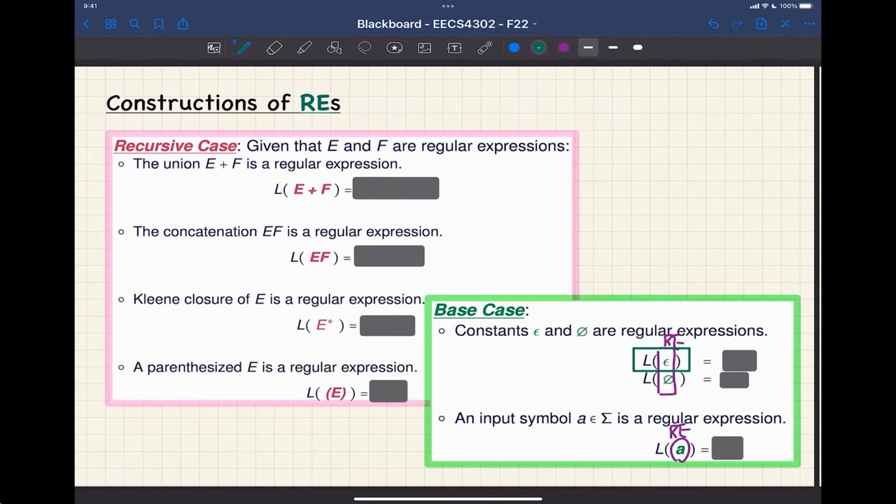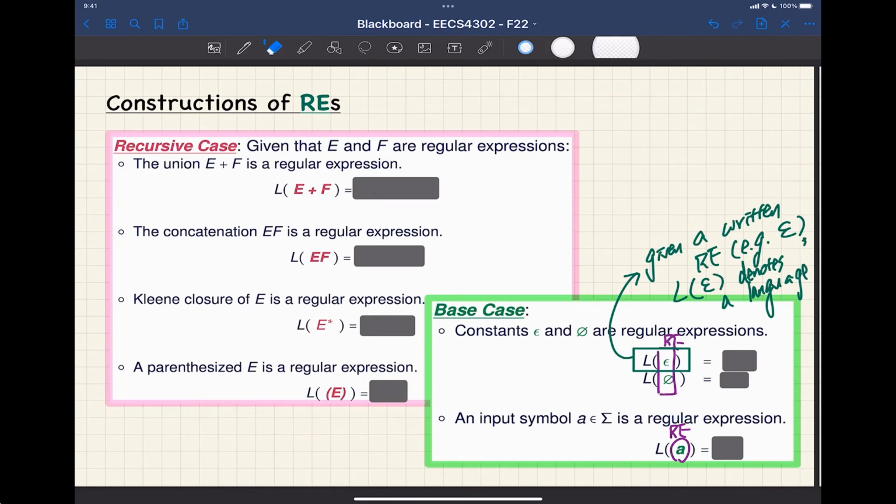Given a written regular expression, for example, just epsilon. That's the regular expression. L of epsilon denotes a language, a set of strings. And for epsilon, it's very easy. It will simply be a singleton set. It's a set with only one element, epsilon.